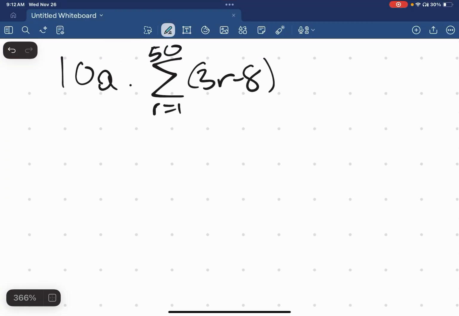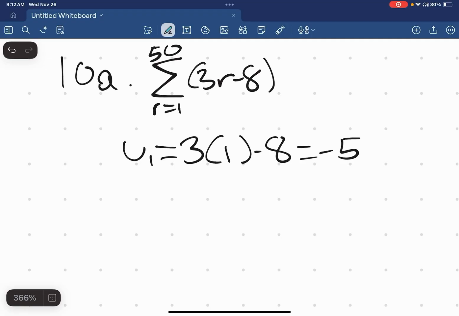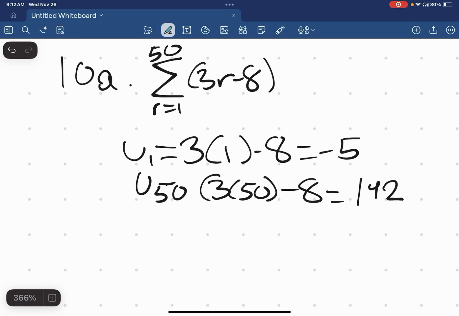So evaluating the sum of all this, we know that u1 is going to be equal to 3 times 1 minus 8, which is equal to negative 5. And then un, also known as u50 here, because that's our last term, is going to be equal to 3 times 50 minus 8, which is equal to 142, if I'm not mistaken. Double check that. Yes, okay.